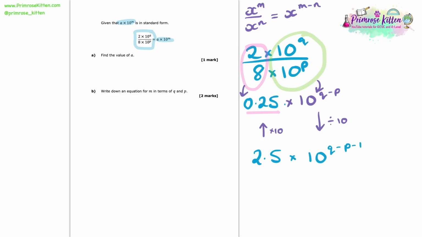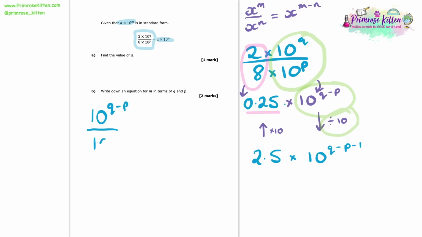So what we'll have is 2.5 for the number, and then the index will become times 10 to the q minus p minus 1. And the reason why it has become that is because if we have this 10 to the q minus p and we divide it by 10, essentially what we have here is something where we can use our index rules again.